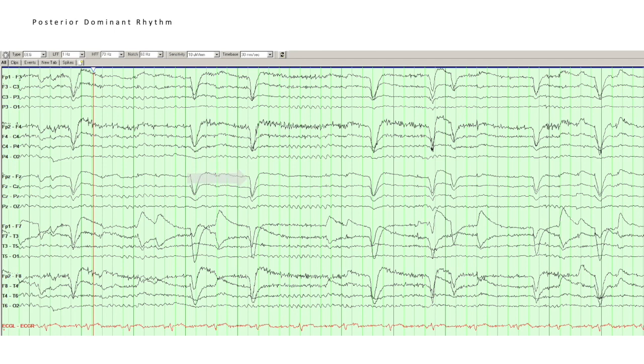Here we see an example where the patient closes their eyes. You see vertical eye blink artifact. The positive end is maximal at FP, causing a downward deflection. And this is followed by the generation of an alpha frequency rhythm, which is seen with the highest amplitude in the posterior or occipital region. This is a typical posterior dominant rhythm.